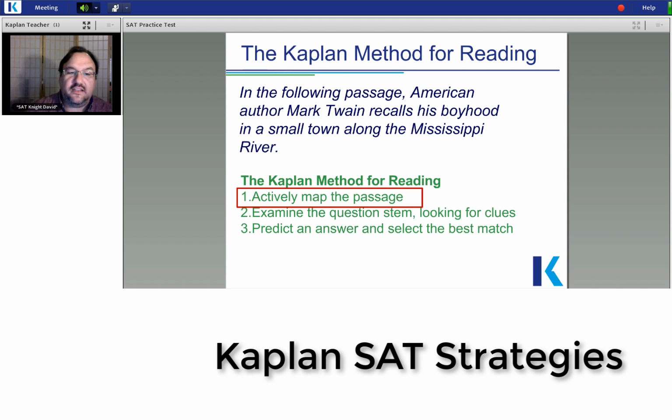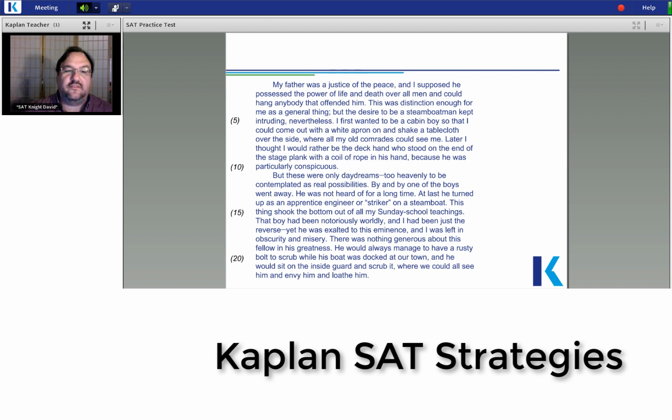And so what we try to teach you to do is actively map the passage. When you read a passage like this one that we've got on screen, I'm not going to write down every single detail. Do I need to know what a cabin boy wears? No, I don't care. Do I care what Mark Twain's dad was? No, because it's right there in the first line. So I'm not going to write all of that down.